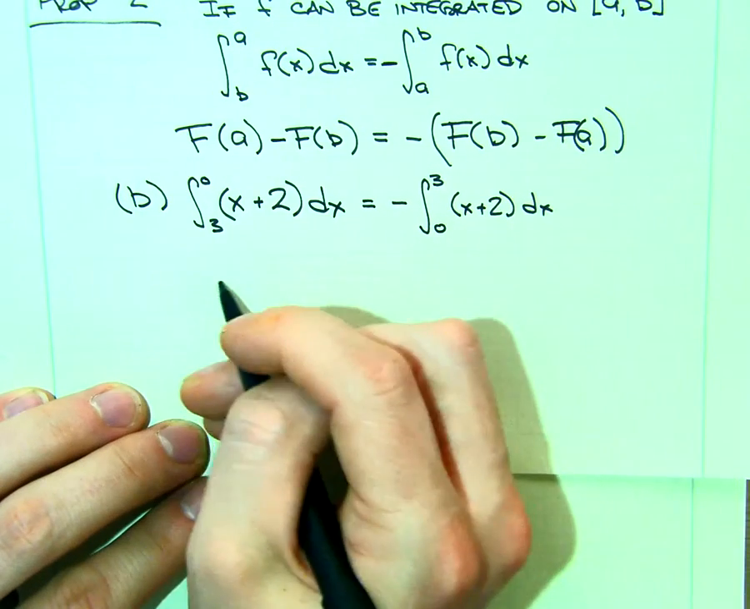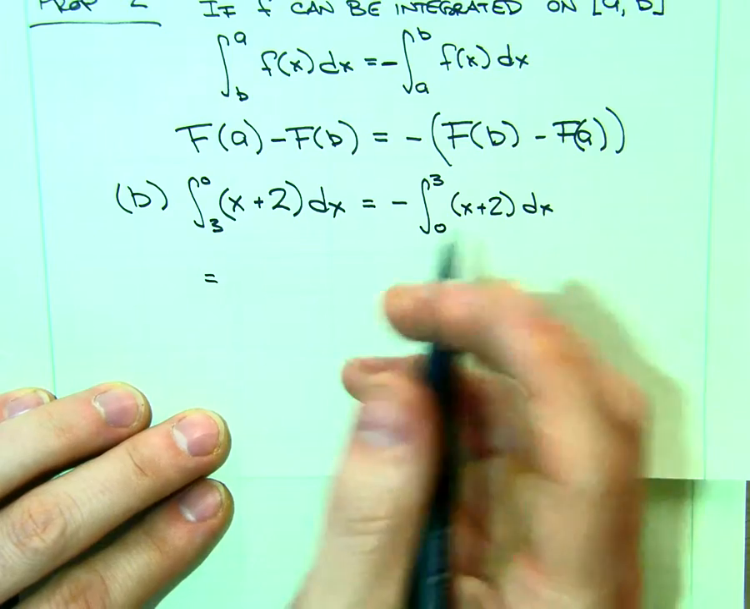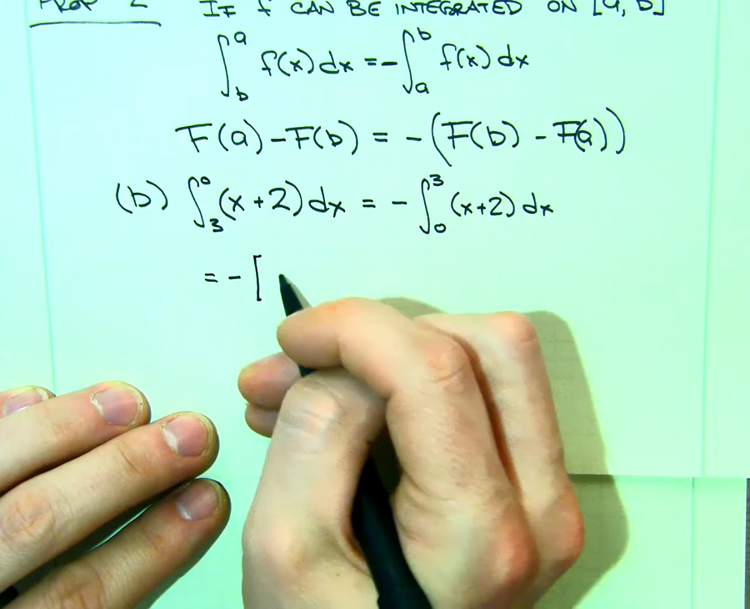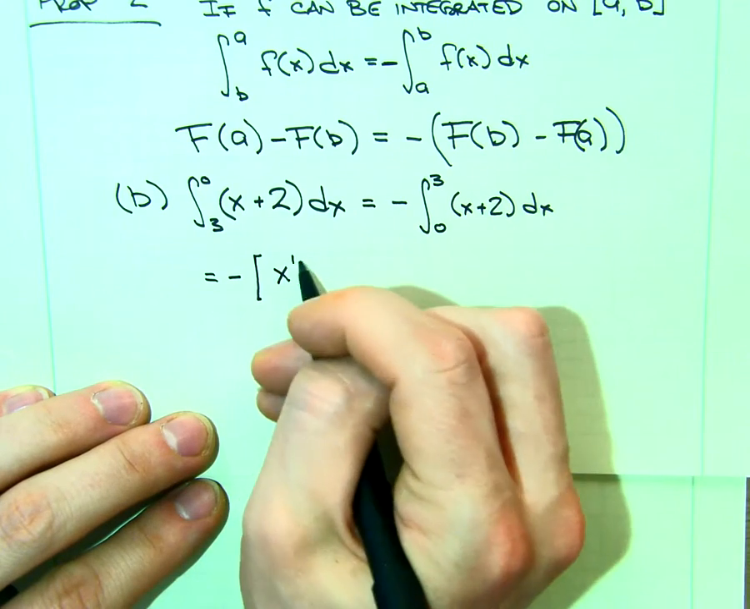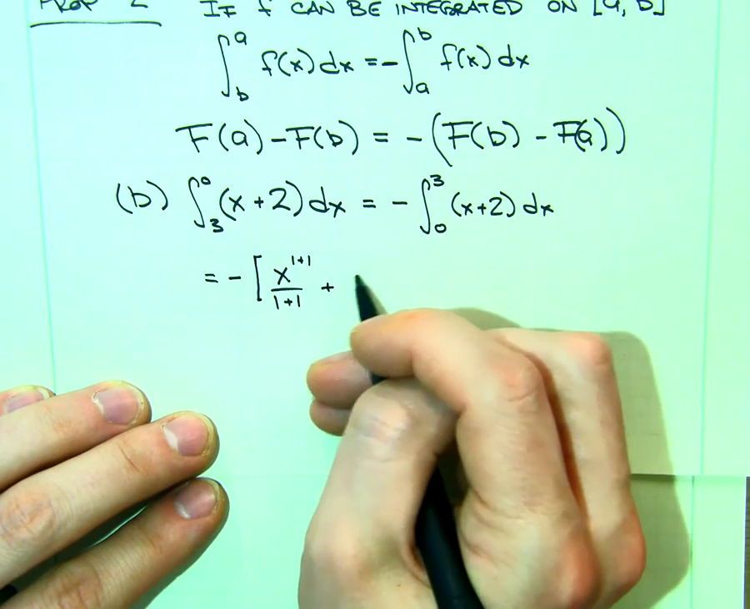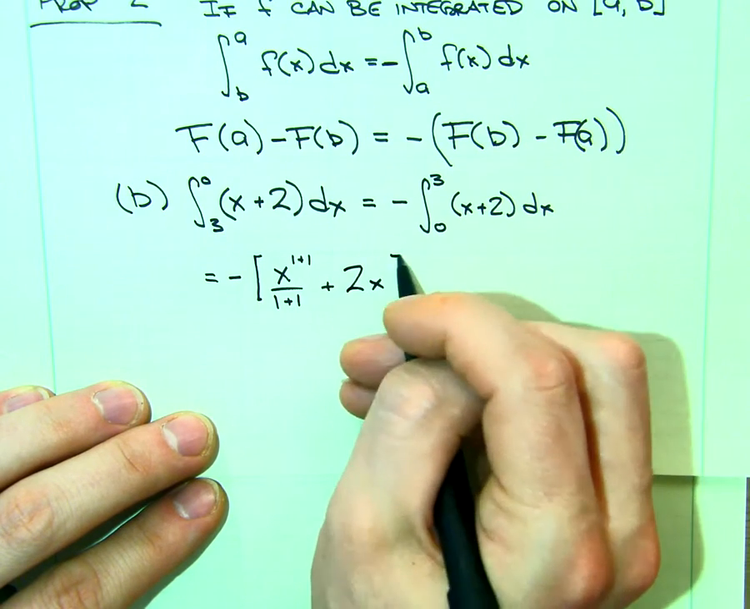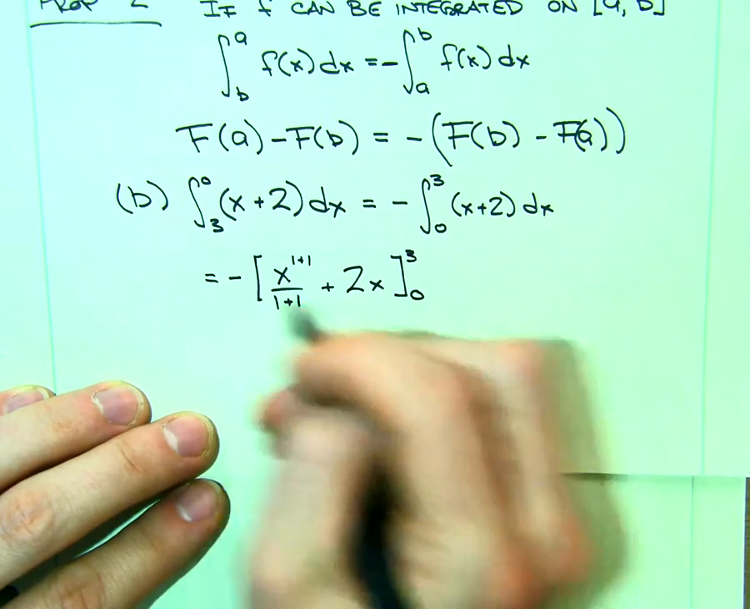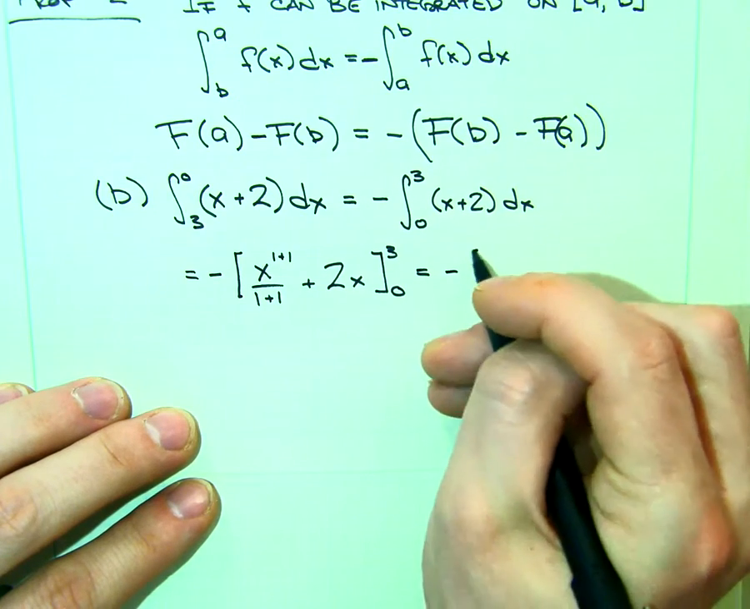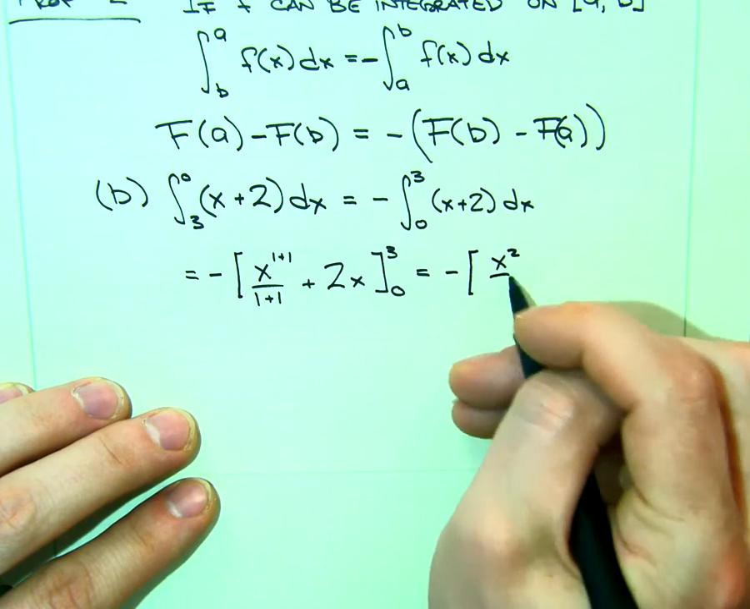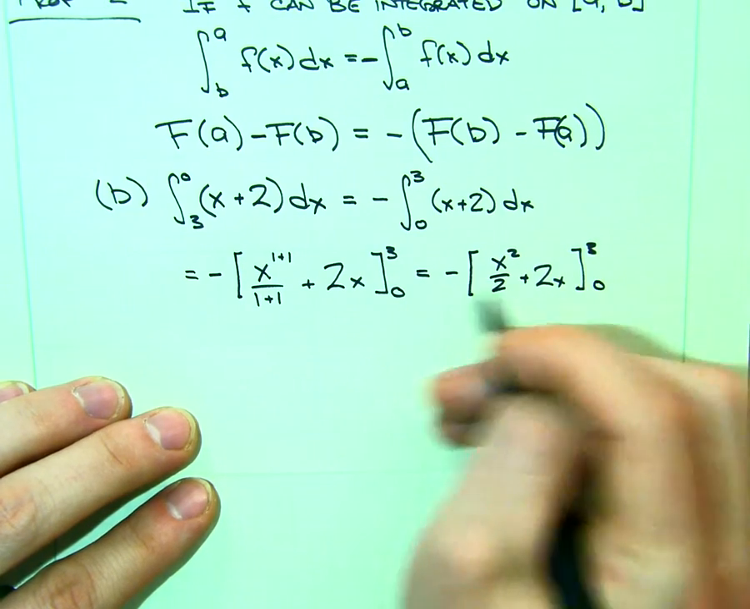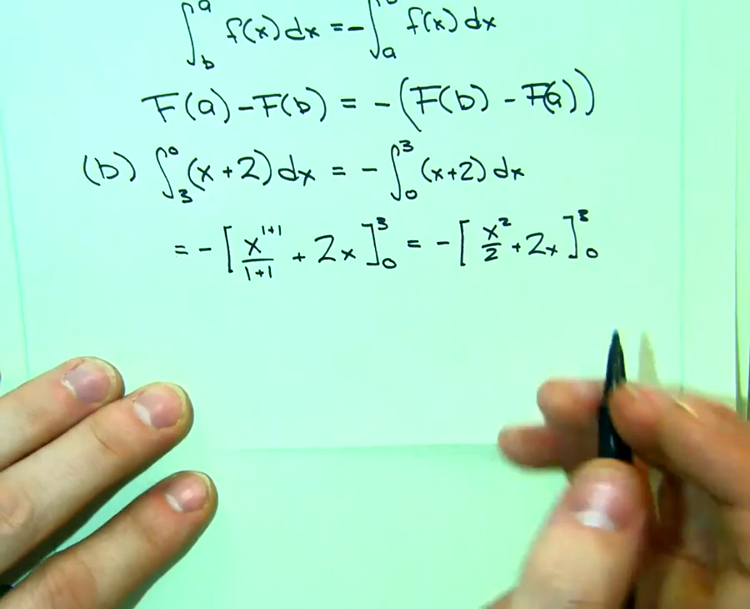Now you guys can solve this, but might as well just in case you want a quick refresher. So negative, and then the x just becomes a square bracket. So then I get x to the n plus 1 over n plus 1, so it's going to be x squared over 2, plus, and then the integration of a constant is just going to be 2x, and that's going to be from 3 to 0. Remember to keep track of this negative sign here. That's the whole reason I'm doing this property. Okay, so same thing. So then I just get x squared divided by 2 plus 2x from 3 to 0.